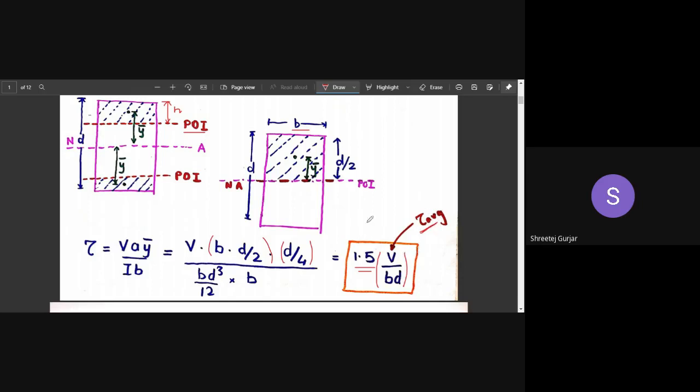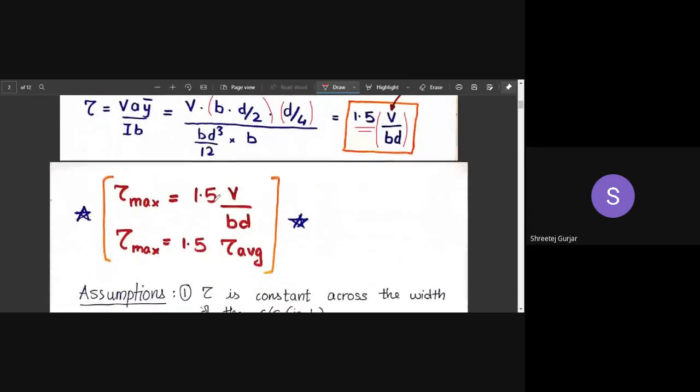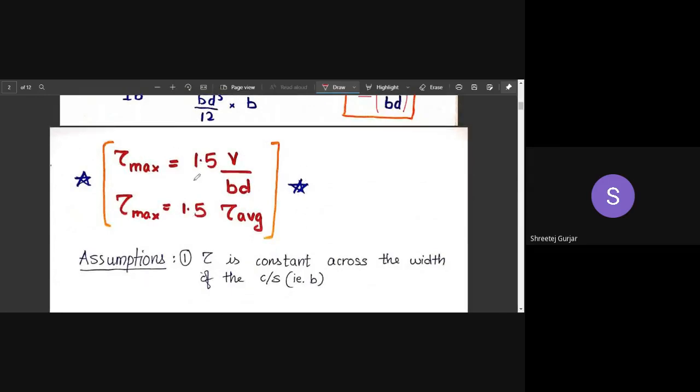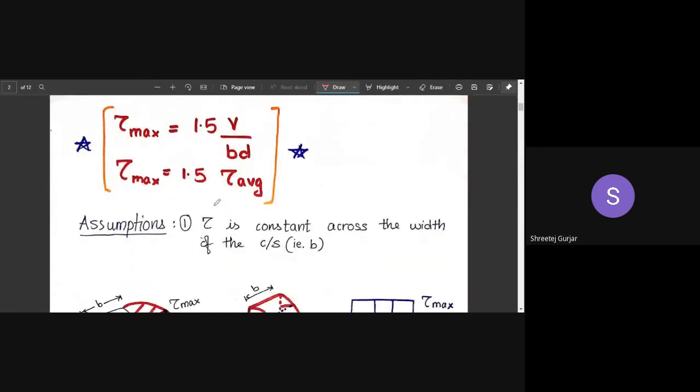Okay, so for various sections, there are various factors which we can multiply to tau average to calculate the maximum. For rectangular, it is 1.5 into tau average. For circular cross section, I think it is 4 by 3, correct? 4 by 3 tau average. So it is a shortcut formula which you can use to calculate directly the maximum shear stress in a particular cross section. So for rectangular, it is 1.5. For circular, I think it is 4 by 3. Correct me if I'm wrong. Okay, then this is what I have written over here. This is very important. We will be using this particular formula for solving your numericals.